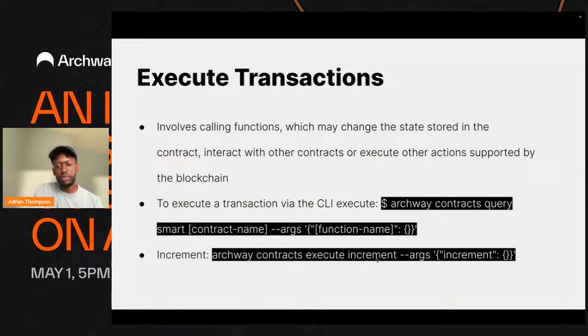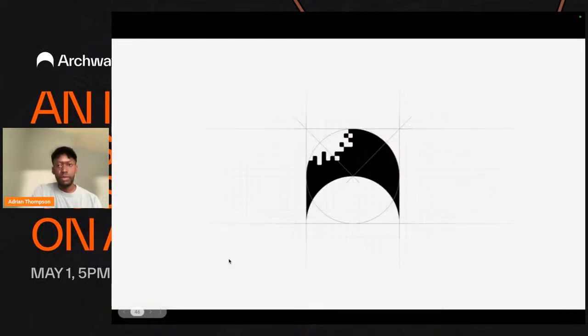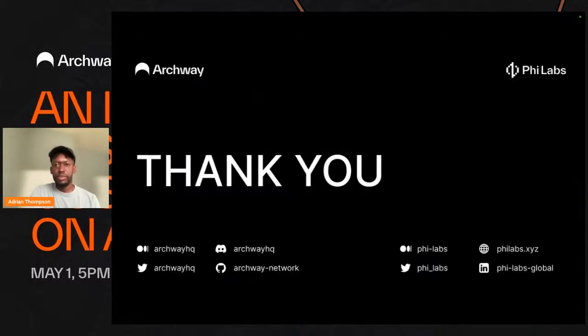So the contract is increment and arguments. So you have the increment entry point, and then it has no arguments. Okay, so that's it. And here you have the get count entry point, a query entry point, and it doesn't take any arguments, but it will return the value. All right.